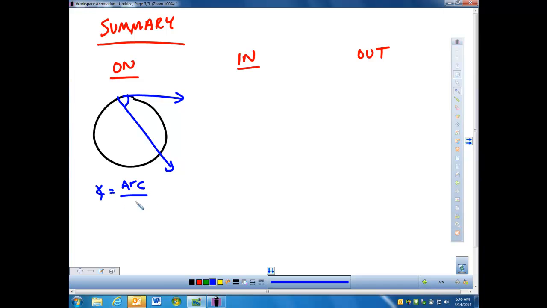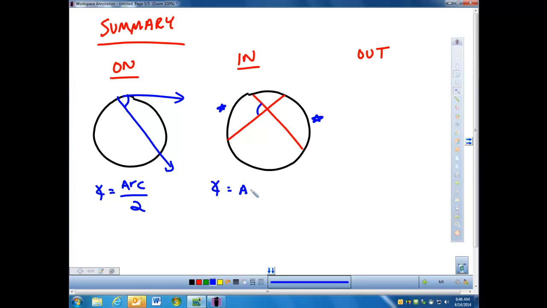I hope you're taking really good notes with this. This is a great way to summarize these 3 lengthy theorems. If I am inside the circle, I am taking the measure of the 2 arcs, the arc formed by the angle I'm looking for and its vertical angle's arc. And what am I going to do with those 2 arcs? I am adding them and then dividing by 2. That will give me each of those angle measures, the angle and its vertical angle.